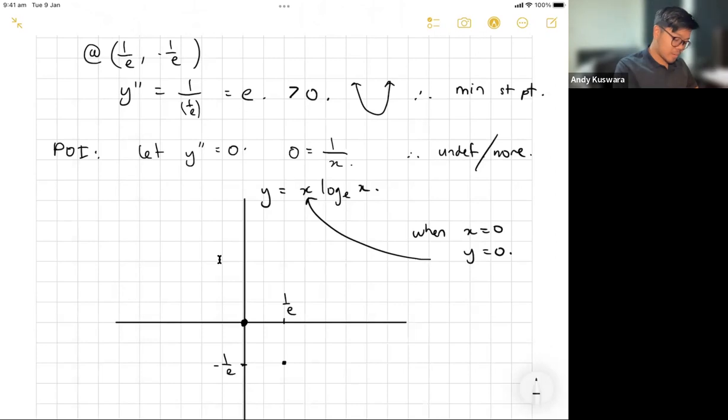So I know I'm going to come down, and that's a minimum, so it's got to look something like this. Because we have a minimum point and no point of inflection, it's going to be concave up the whole way. Happy to leave my graph looking like that. And that's it. Hopefully that helps. I'll catch you guys later, bye-bye.